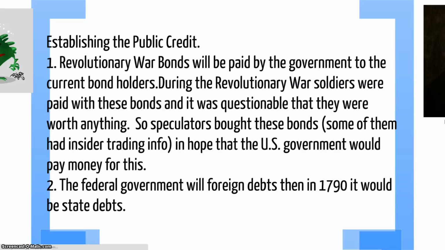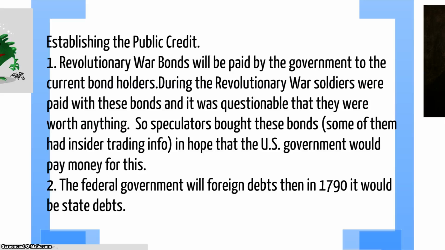So these land speculators would buy up these war bonds. They're called the current bondholders. Now, the soldiers that actually first received the bonds were called the original bondholders. And the problem is that the soldiers sold their bonds for a lot less than what they were supposed to be. Nobody knew if the government would actually have money.